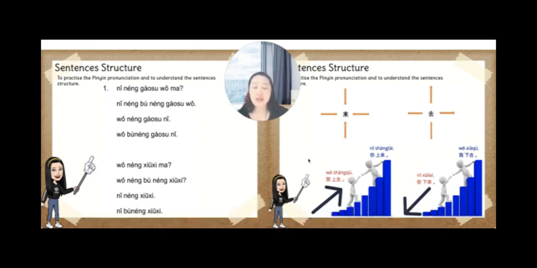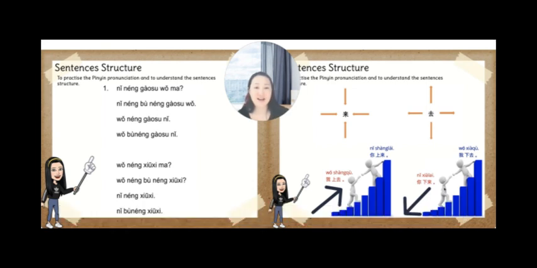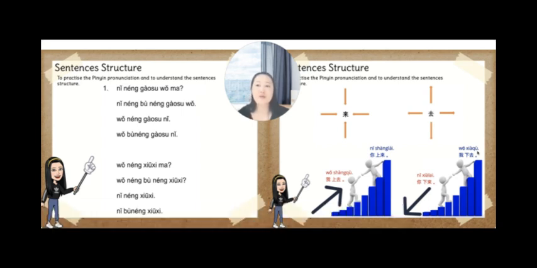Okay, next. Please carefully listen to me. Now, I'm still on the third floor. But this time, you are on the fourth floor. And you want to move towards me. How would you say it? Okay? What's the answer? So at this time, this is me, right? So you guys are at the higher place and you want to move towards me. So you should say, 我下去, right? Okay? Did you understand? Okay, let's try some more.